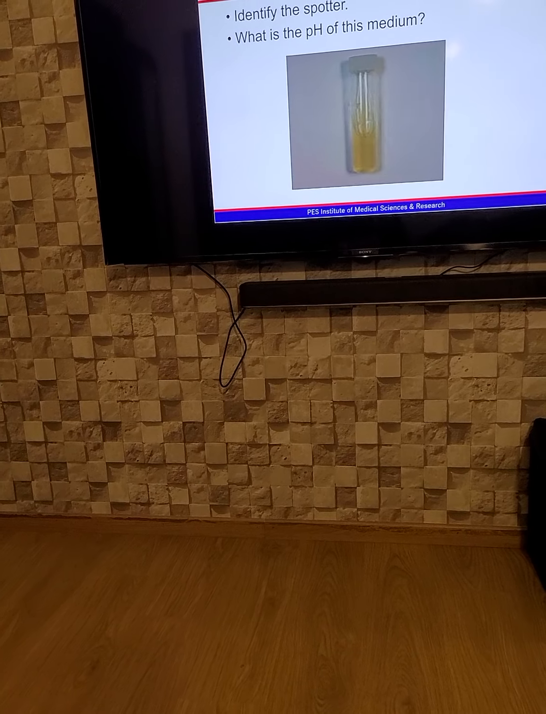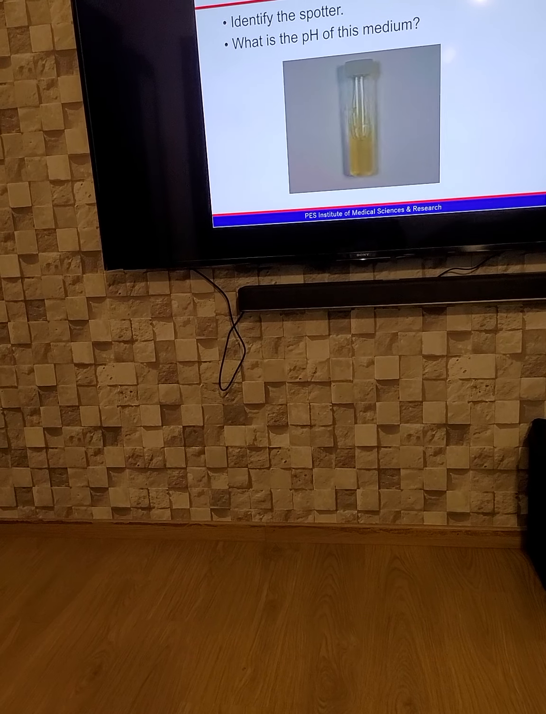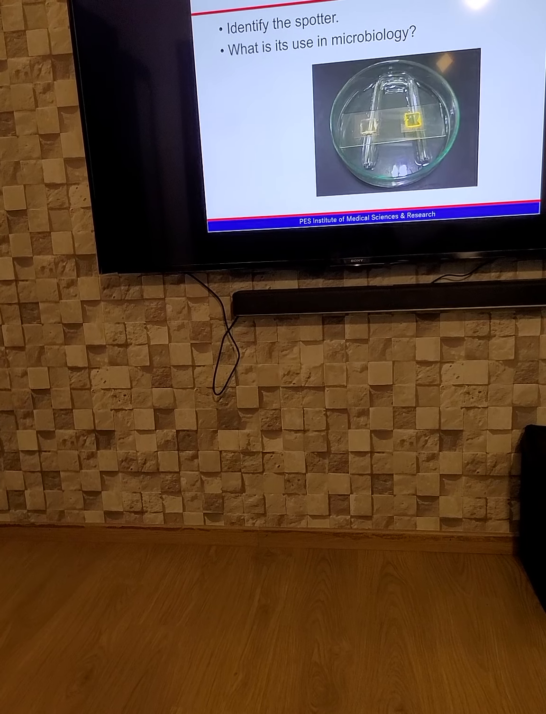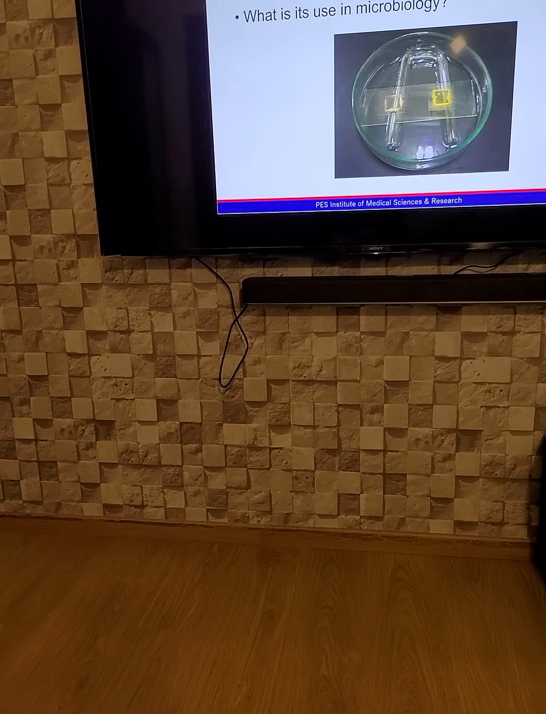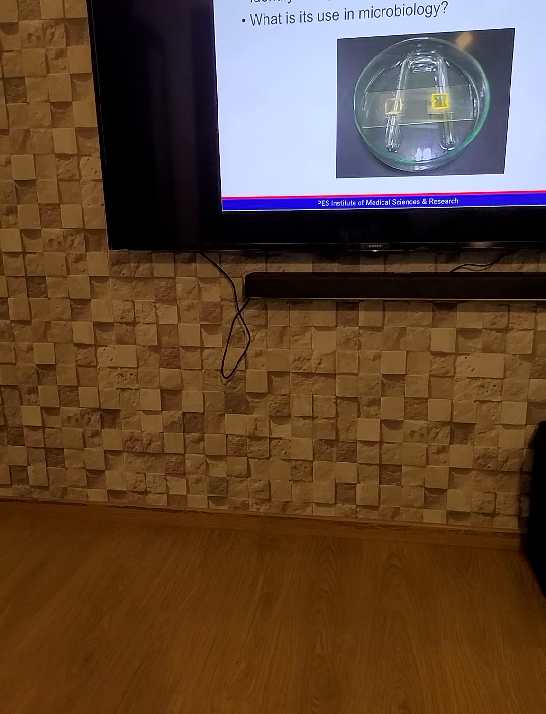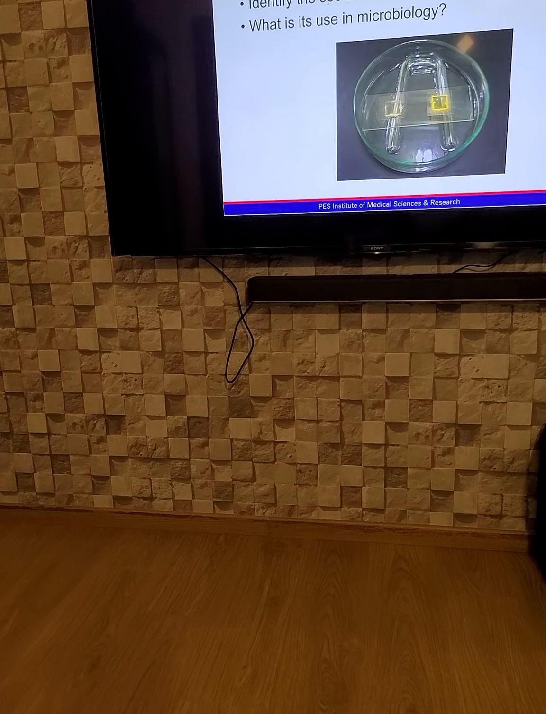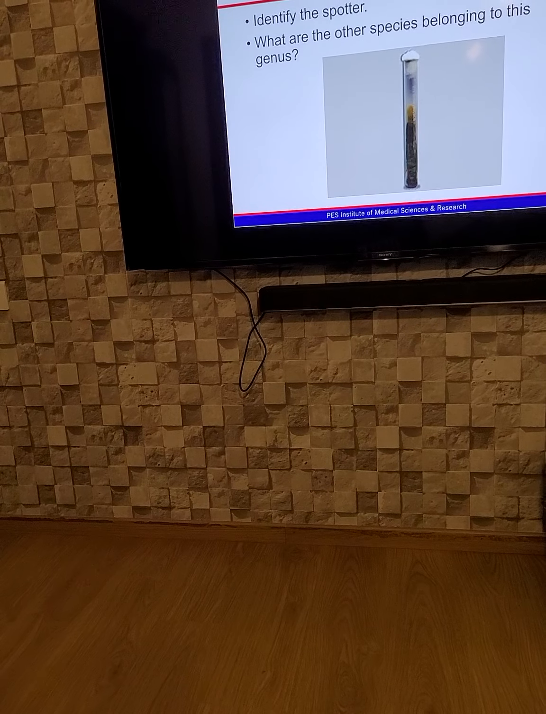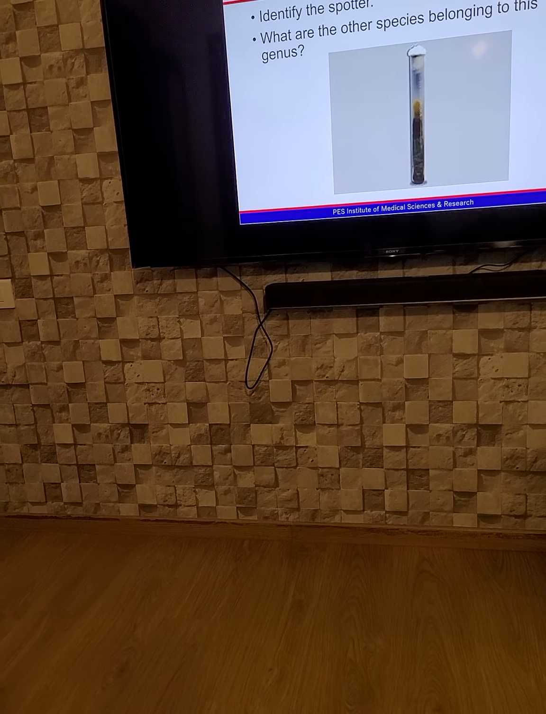Mycology. This is Sabouraud dextrose agar, pH is 5.4. This is a slide culture. A glass slide is used, and 2 to 4 centimeters of Sabouraud dextrose agar is put with colonies. You can appreciate the morphology. So Aspergillus niger.